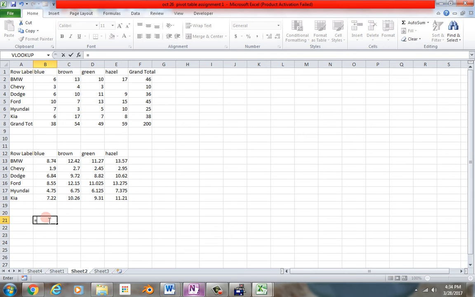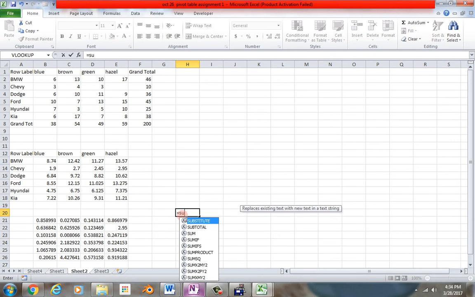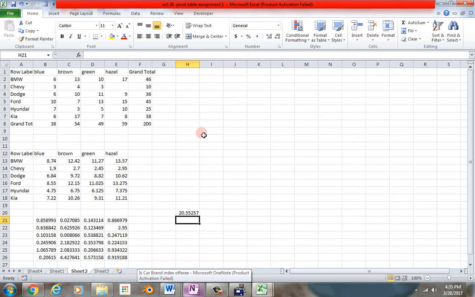So to find the differences, we're just going to go equals, and click this one, observed, minus expected, squared, divided by expected. I'm going to drag it down 1, 2, 3, 4, 5, 6. So 1, 2, 3, 4. 1, 2, 3, 4, 5, 6. And drag it across. We should be good to go. And then anywhere you want, equals sum of those values. And you get 20.55, which is crazy.